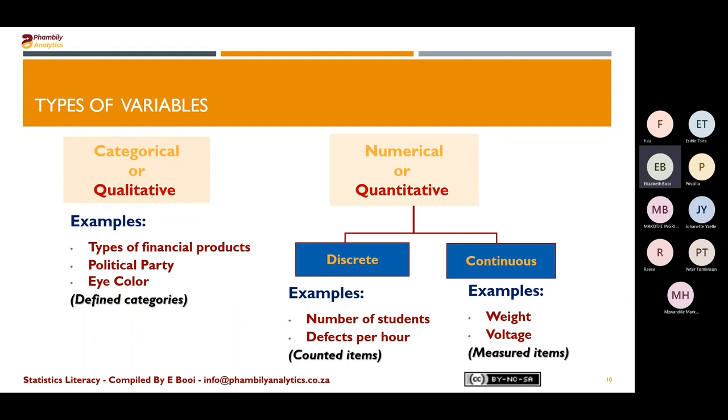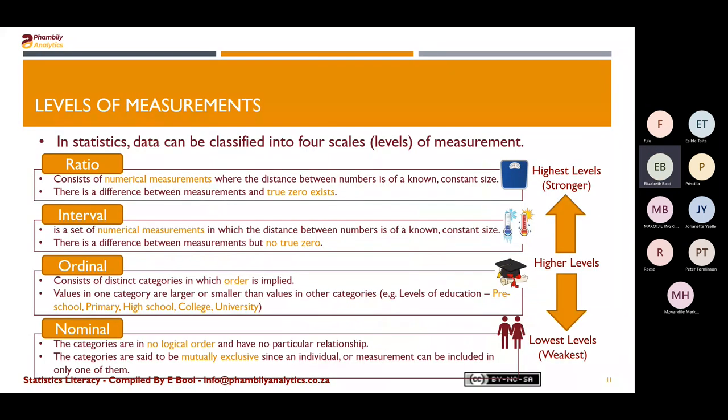Those that can be measured are now called continuous quantitative variables. And those are the variables such as your height, your weight, your age. Age is measured. You measure age by the second you are born, by time, by day, by month, and so on. Those are the types of variables.